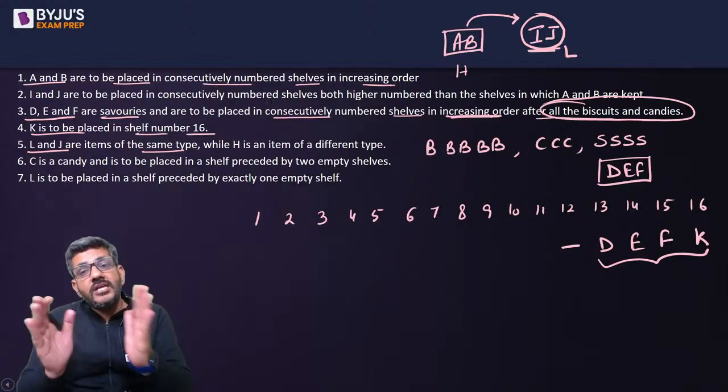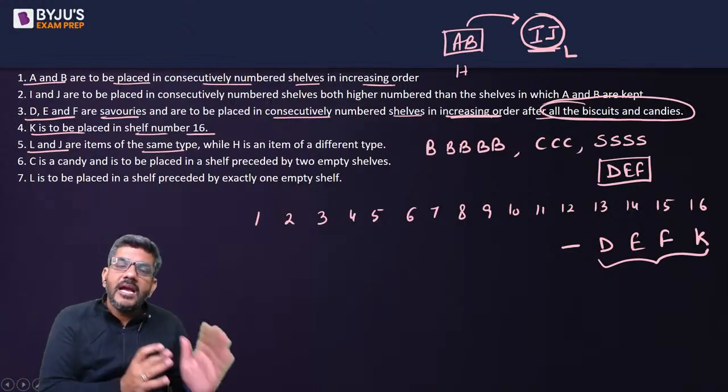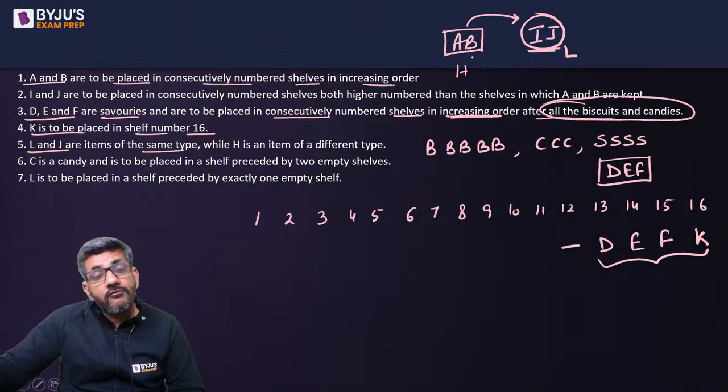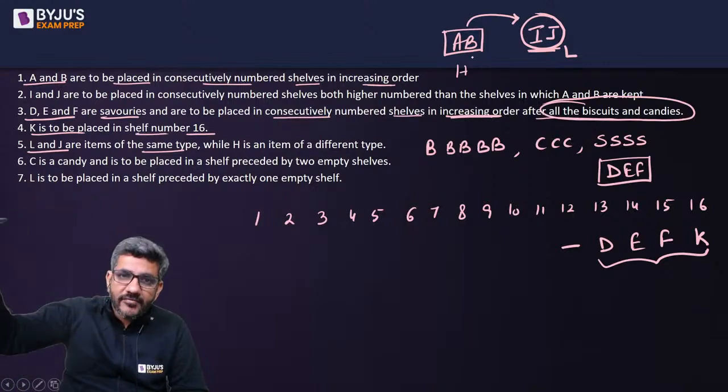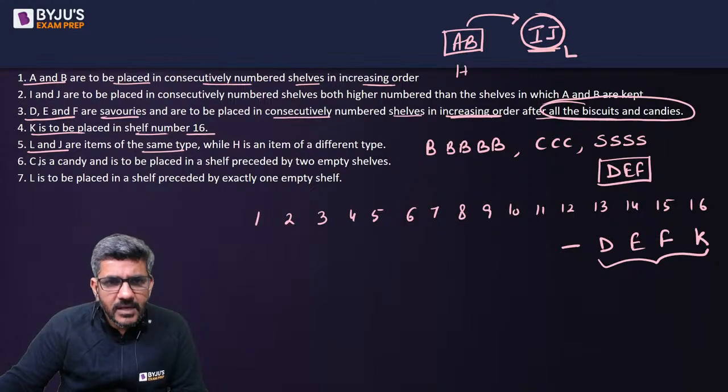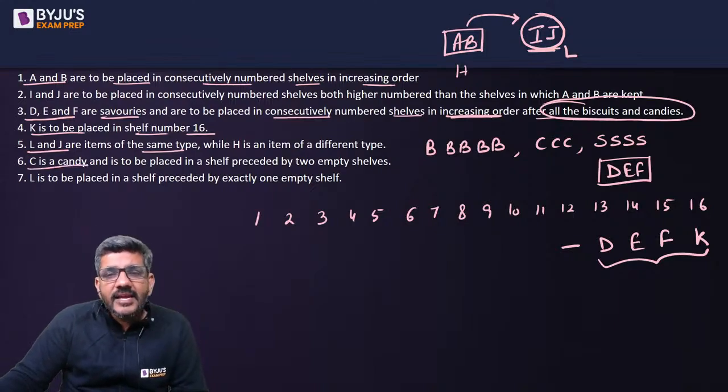तो या तो IJL एक टाइप है और ABH एक टाइप है, या ये भी पॉसिबिलिटी है ABIJL वो सभी एक टाइप है एंड H इज अ डिफरेंट टाइप. So currently we do not know about it. We will talk about it later. बाद में देखते हैं. C is a candy.